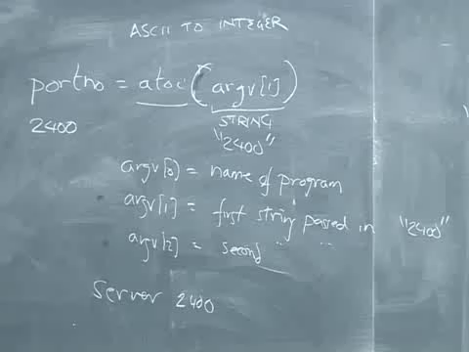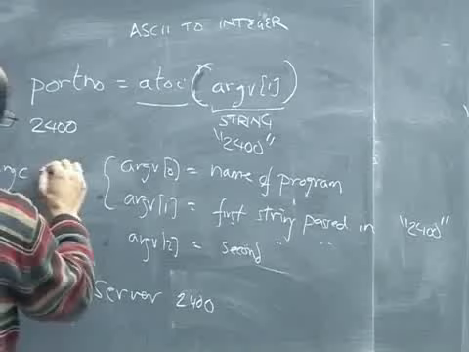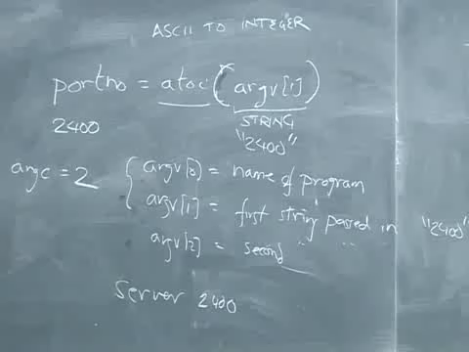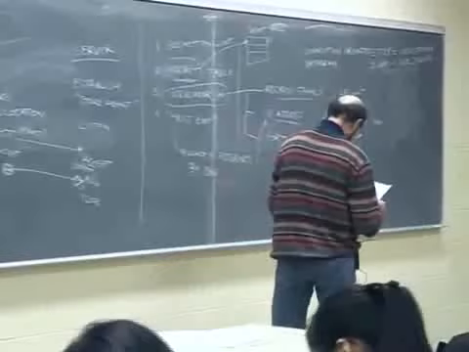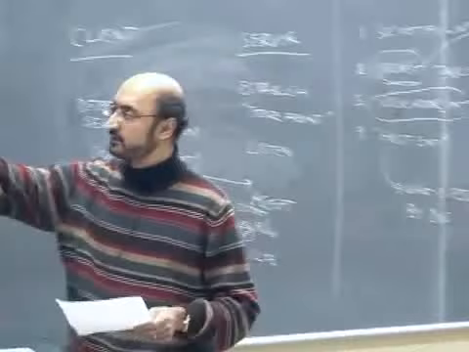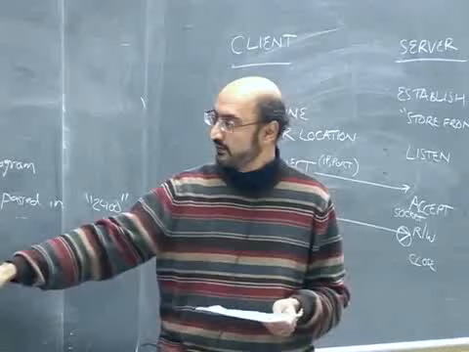Now the argument count, by the way, is argc. So argc is going to be 2 over here. If I have a second argument, then argc will be 3 and so on, because there are 3 arguments: the name itself, and then the first 2 arguments. We're at this line that says portno equals atoi(argv1). And what we've done now is simply to get the port number from the argument that was passed in, let's say 2400, and that's the port number that you can listen to.